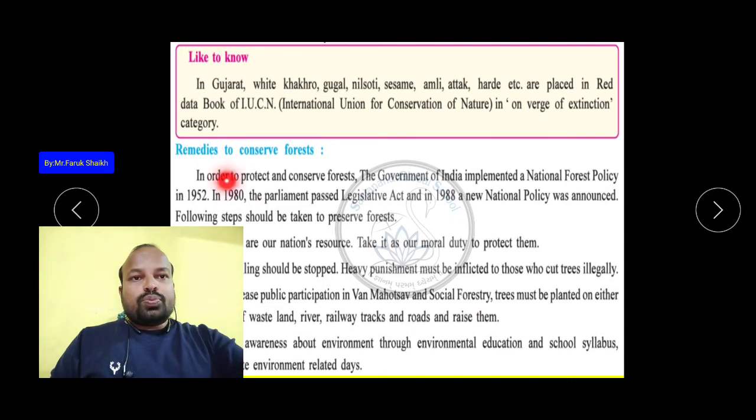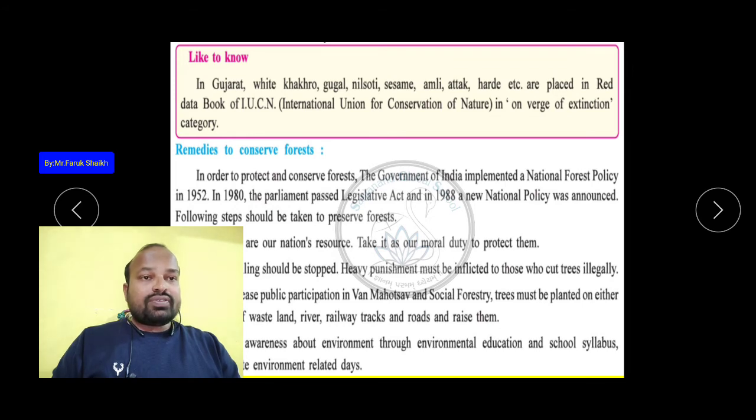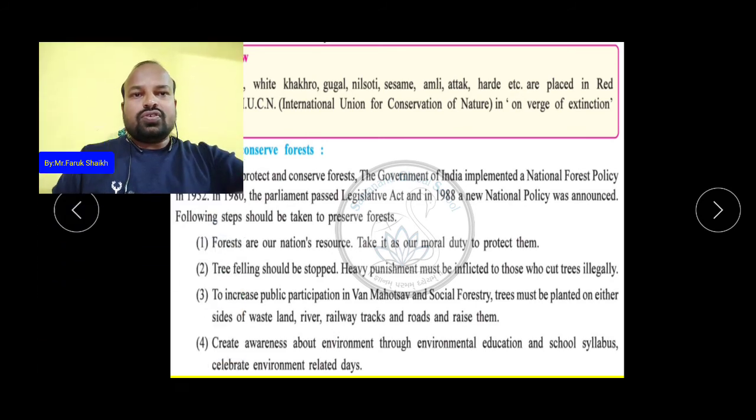So, in order to protect and conserve forest, the government of India implemented a national forest policy in 1952. In 1980, the parliament passed the legislative act. In 1988, a new national policy was announced, and the following steps will be taken to preserve the forest.